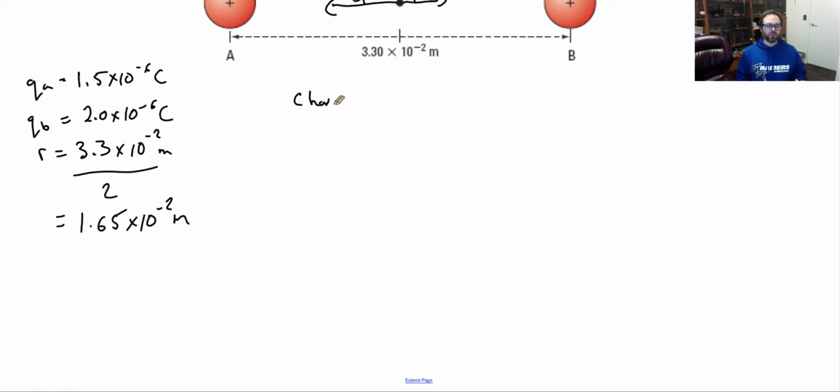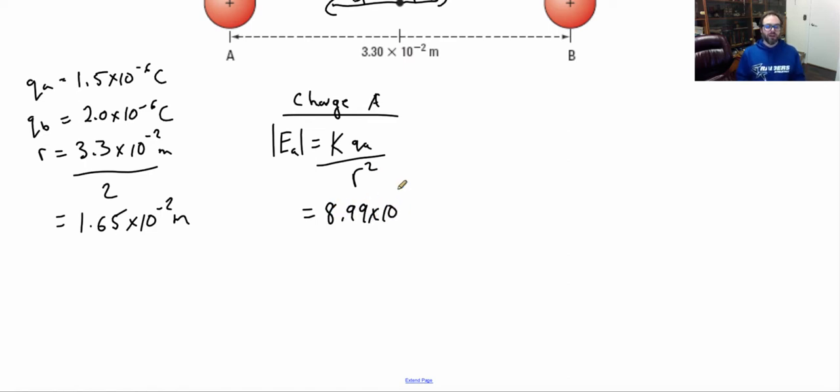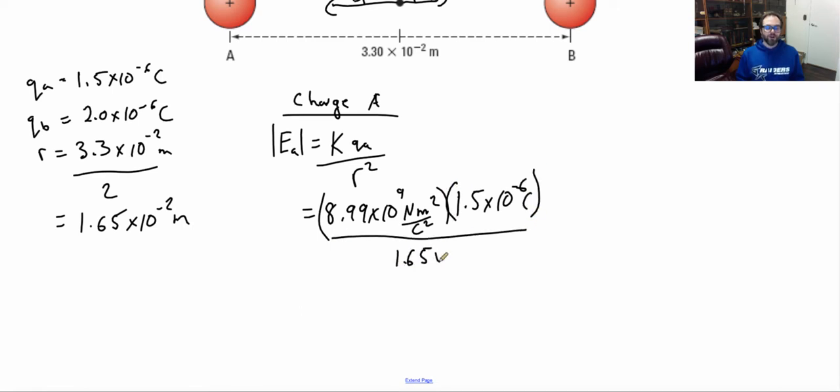Now I know my equation for, let's look at sphere A first, is going to be equal to Coulomb's constant multiplied by charge A divided by the distance from A to that point squared, which is going to give me 8.99 times 10 to the 9 newton meters squared per coulomb squared multiplied by 1.5 times 10 to the negative 6 coulombs, all divided by 1.65 times 10 to the negative 2 meters squared. This is going to end up giving me 4.953 times 10 to the 7 newtons per coulomb.